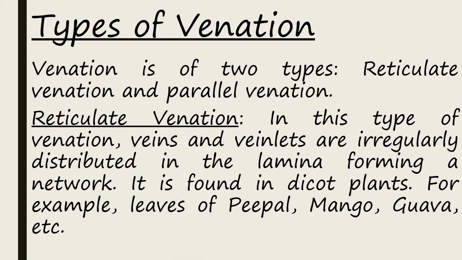Types of venation. Venation is of two types, reticulate venation and parallel venation. Reticulate venation. In this type of venation, veins and veinlets are irregularly distributed in the lamina, forming a network. It is found in dicot plants. For example, leaves of peepal, mango, guava, etc.